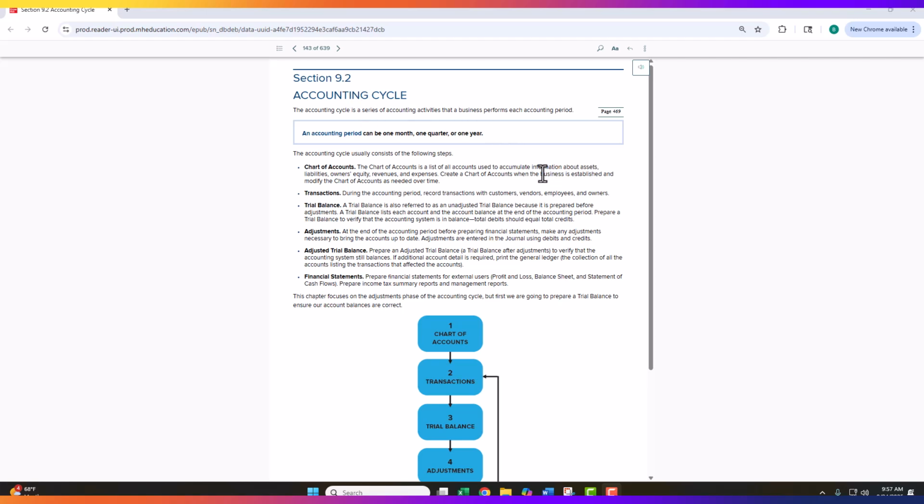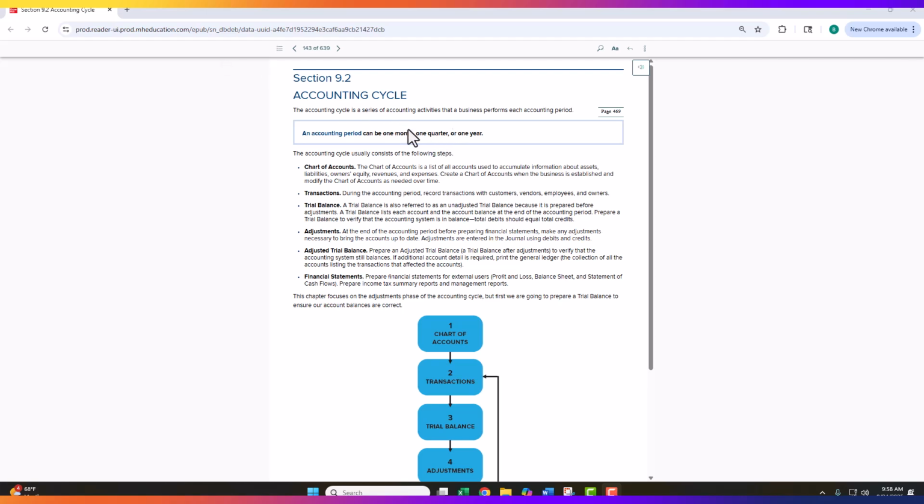And the accounting cycle is a series of accounting activities that a business performs recurringly each accounting period. An accounting period can be 1 month, 1 quarter, or 1 year. If we're talking about large publicly traded companies, at a minimum, they're going to need to do the adjusting process and walk through the accounting cycle at least quarterly because they have quarterly reporting requirements. For many small businesses, it might not happen as often. It might be every 1 year.